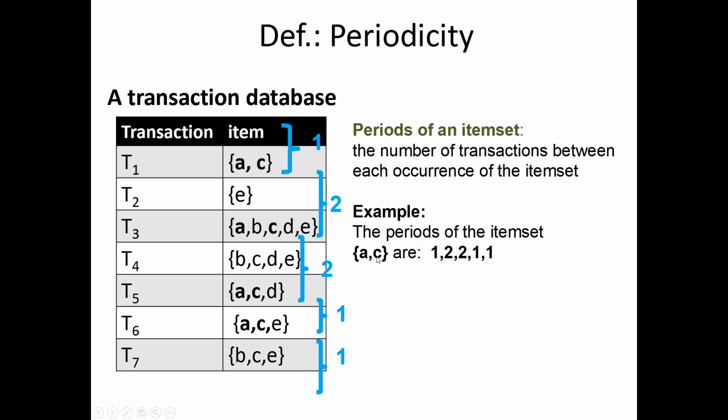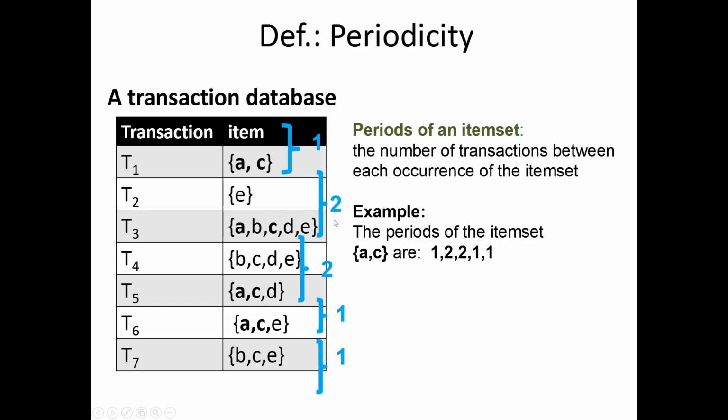So if we look at A and C together, for example, here we have A and C appear in the first transaction. We suppose the transactions are ordered by time, from T1 to T7, one after the other in time. So AC appear in the first transaction. This is a special case. We suppose that maybe AC appeared before. So we say that the period is 1. It appeared one transaction before maybe and one after. Then AC appear again 2 transactions later in T3.